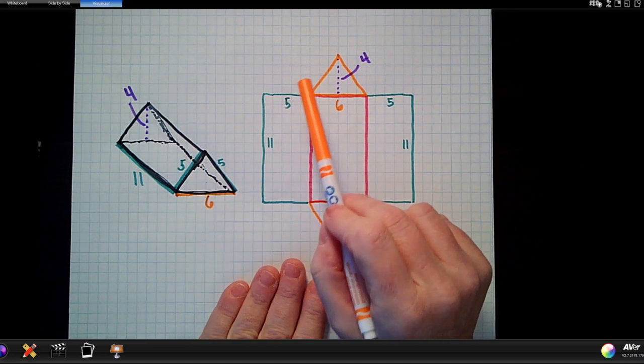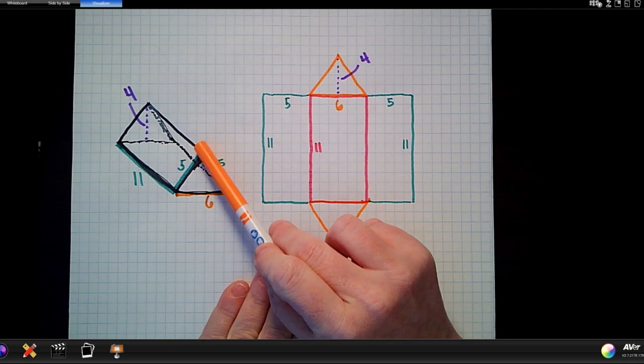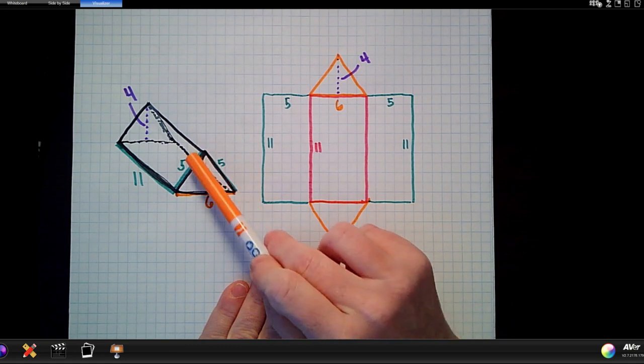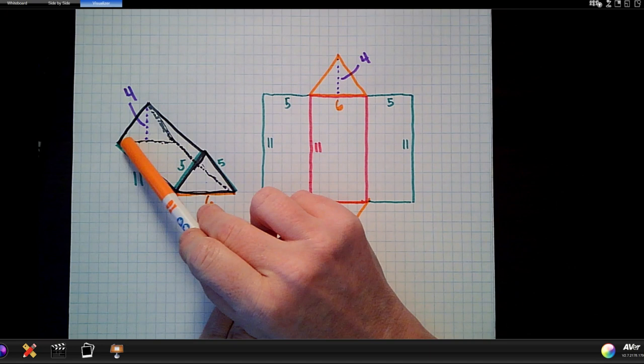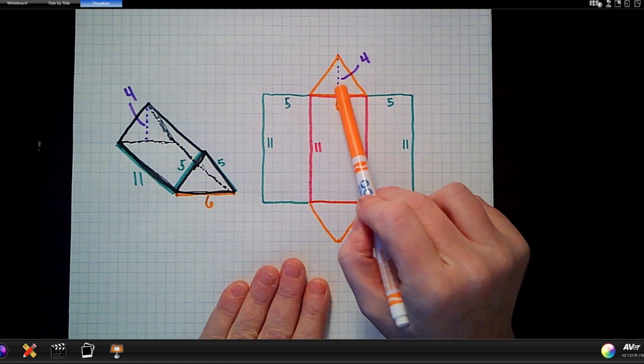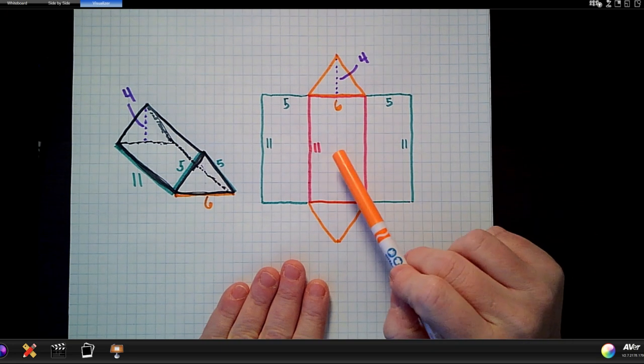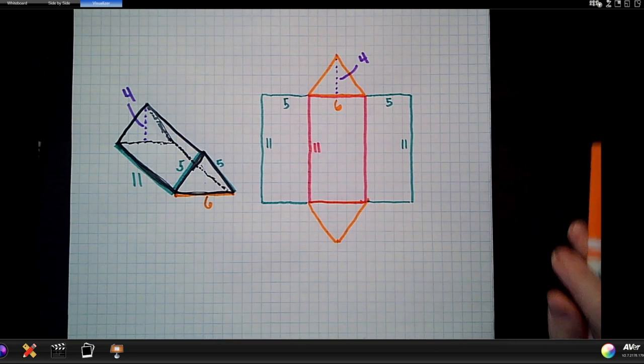Now this is where sometimes kids get confused. This is not the height of the triangle. This is the side of the triangle, the length of the side. The height is perpendicular to the base. It goes right up the middle. So they're telling us here that the height is 4. Okay? So now we have all the information we need to find the surface area.